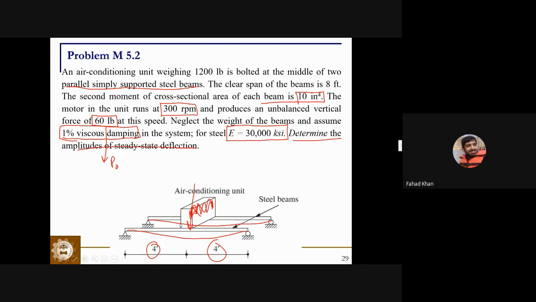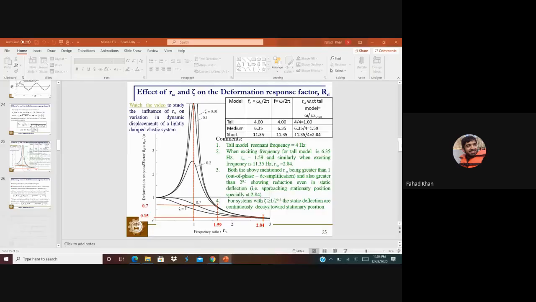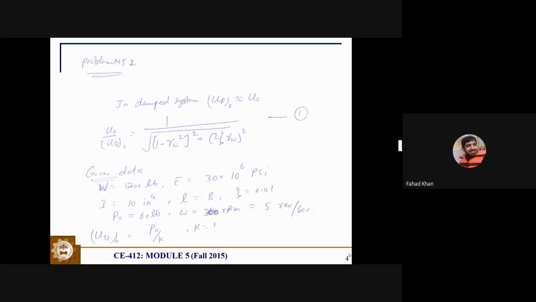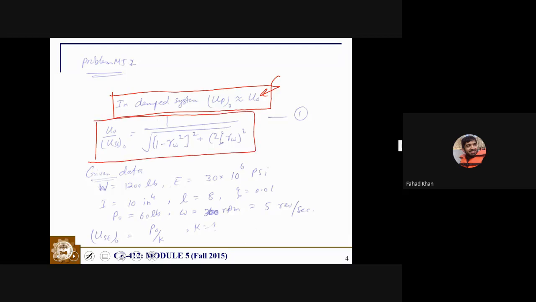So we will go to our solution form and see how it's going to go. So this is problem 5.2. All the values are given. In a damped system, the particular solution, the dynamic displacement, is almost equal to our total dynamic displacement, and this is given by the formula here. RD is equal to 1 divided by the square root of (1 minus R omega square) whole square plus (2 zeta R omega) squared. Data is given as such.